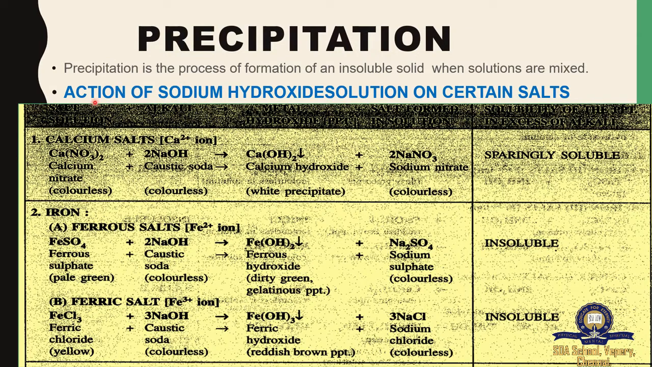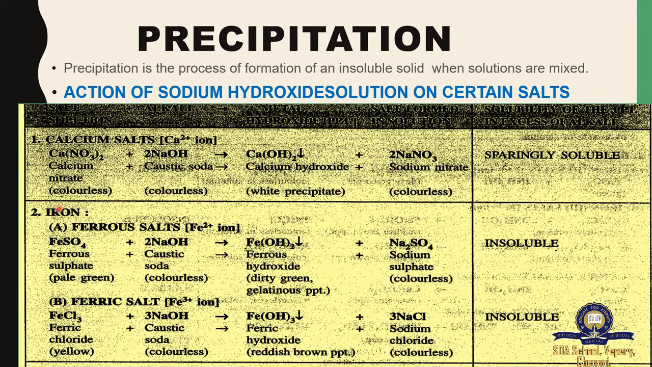Here we are going to discuss the action of sodium hydroxide solution on certain salts. So what will happen when sodium hydroxide reacts with some of the salts? First, we take a calcium salt. When calcium nitrate reacts with caustic soda, calcium hydroxide is precipitated, it is white in color, and correspondingly it gives sodium nitrate, which is colorless. It forms sparingly, as it is very slightly insoluble.